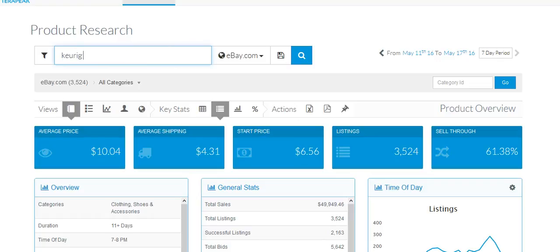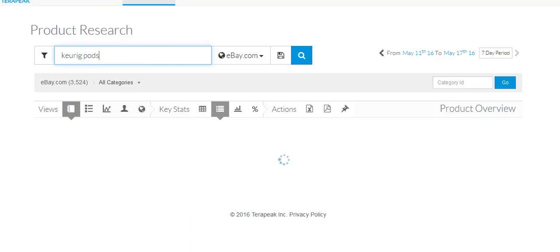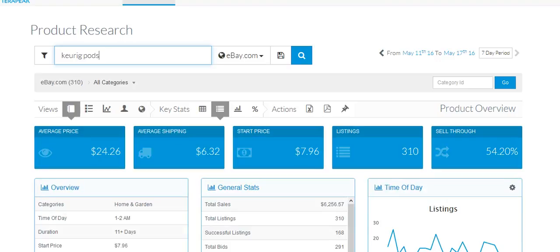I'm trying to think if we got one other. Let's see, we'll look up Keurig pods. I'm curious to see what Keurig pods are. I'm guessing a pretty good category, but I'm guessing the sell-through rating is going to be low. Oh, I was wrong. I actually was kind of surprised by the sales numbers here. Only $6,000 in sales, a 54% sell-through rating. This is a product, it's not terrible, it's not great.